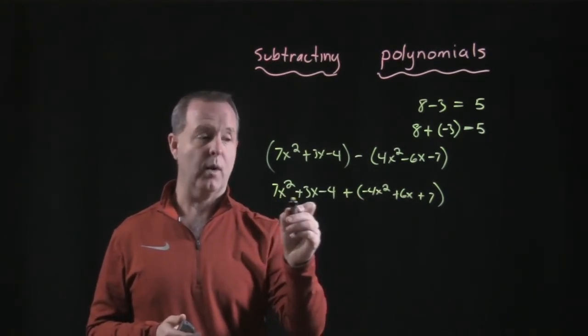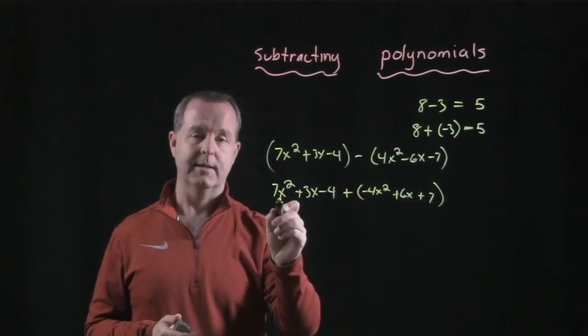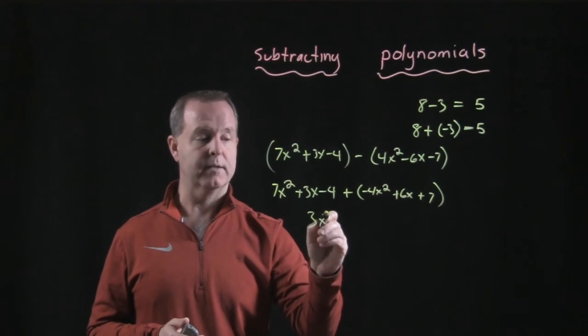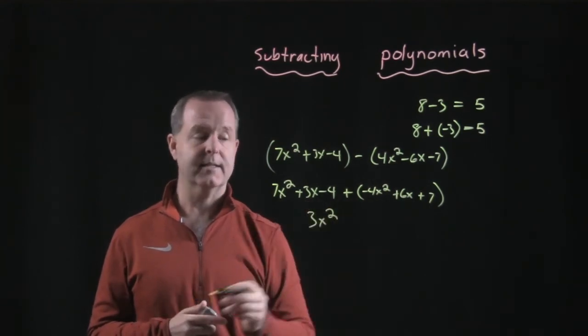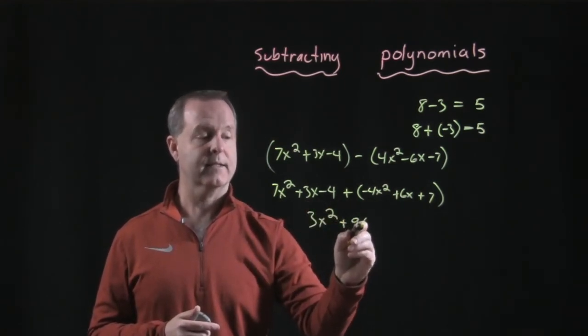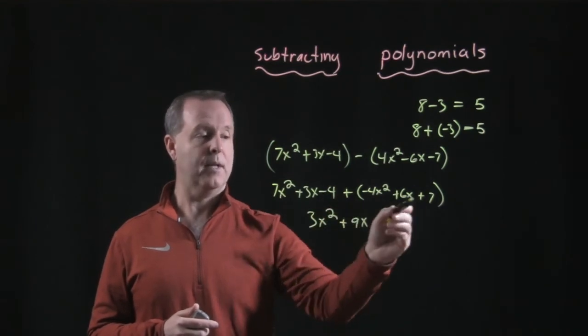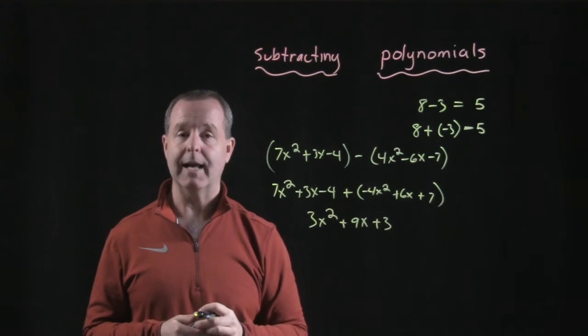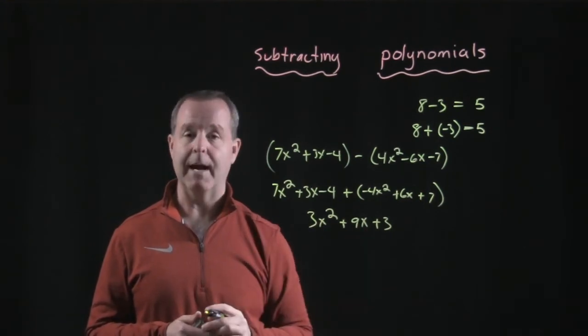How many total x squareds do I have in this entire statement? 7x squared plus a negative 4x squared gives me 3x squared. 3x and a 6x produces a 9x. And negative 4 plus a 7 gives me a positive 3. So there's the collection of like terms that produce my polynomial.